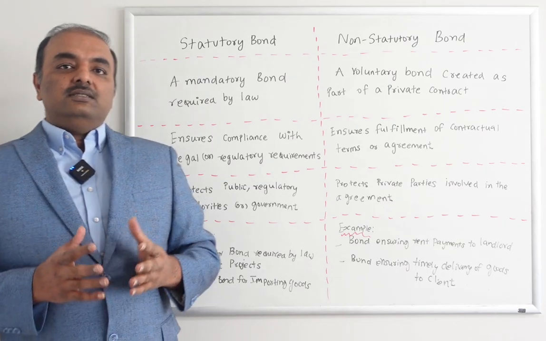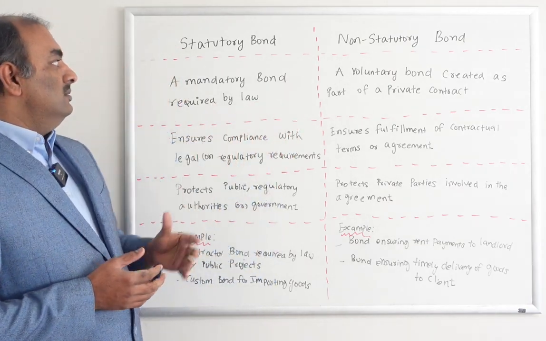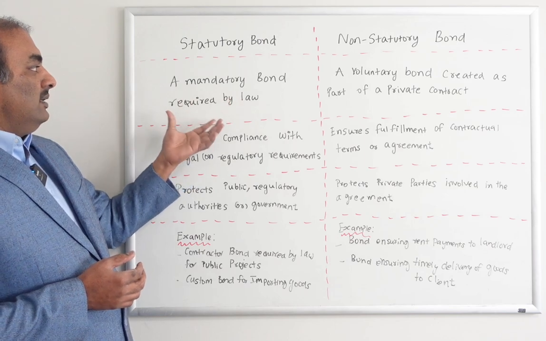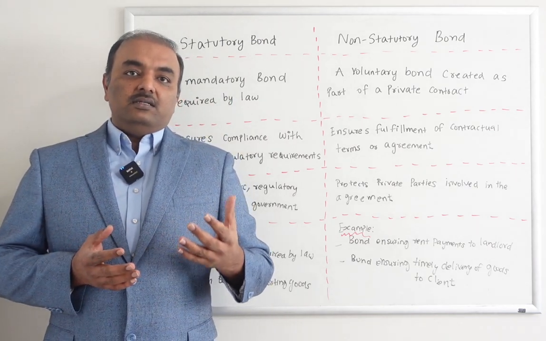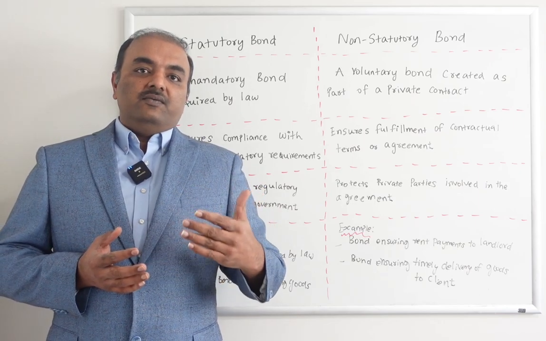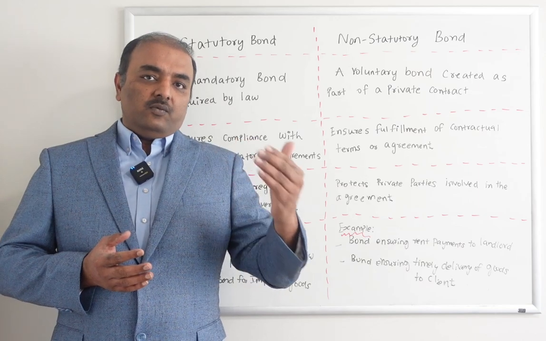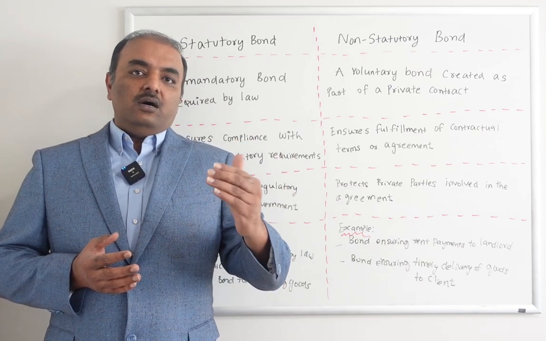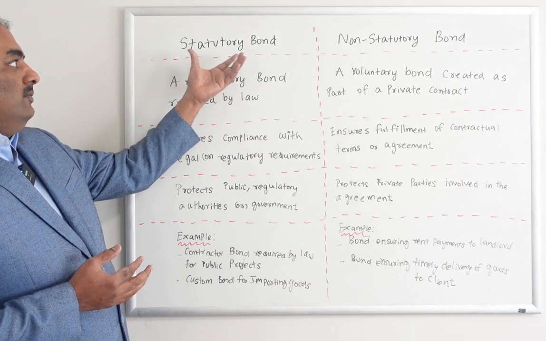Now let's see a simple definition of what is meant by statutory bond. It's a mandatory bond required by law, meaning the government entities and law require this bond when you as a contractor do something for a government entity. Not only for government entities, anything that relates to law and governments, we need this bond, statutory bond.